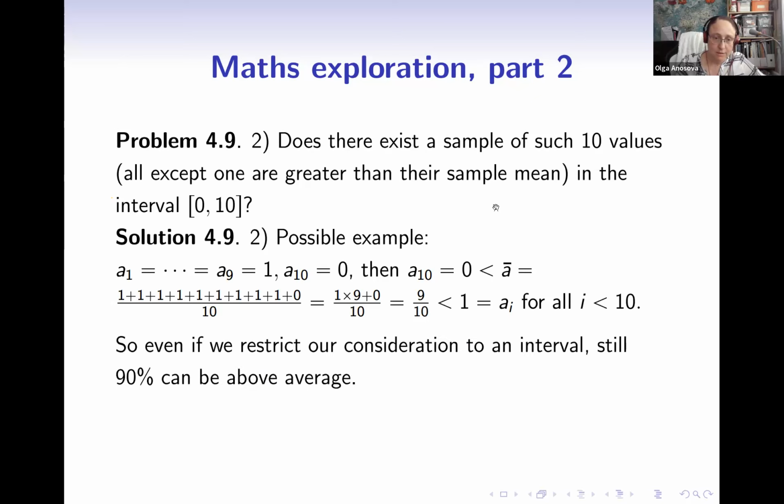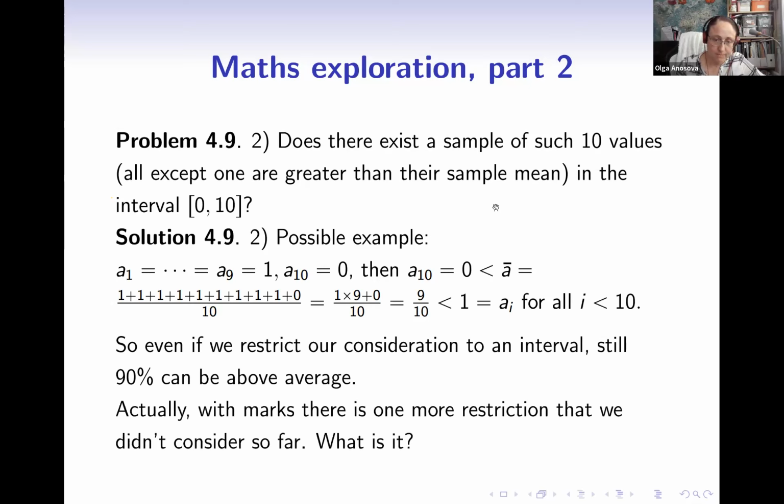Well, actually, we've overlooked one more restriction. So it is possible to have 10 positive values restricted to an interval so that 90% are above average. But in marks, there was one more restriction. Can anyone guess what restriction we missed so far?